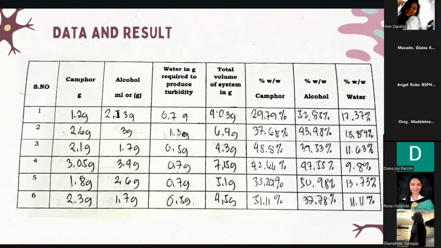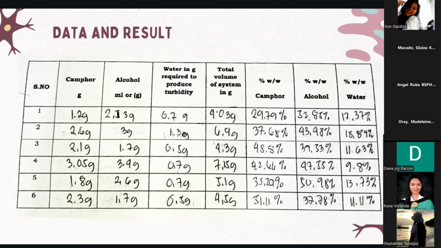We repeated it 6 times. For test tube 1, the camphor is 1.2 grams, the alcohol is 2.3 grams, and the water is 0.7 grams. For test tube 2, the camphor is 2.6 grams, the alcohol is 3 grams, and the water is 1.3 grams. The total is 6.4 grams.